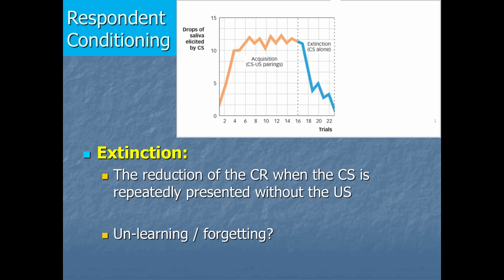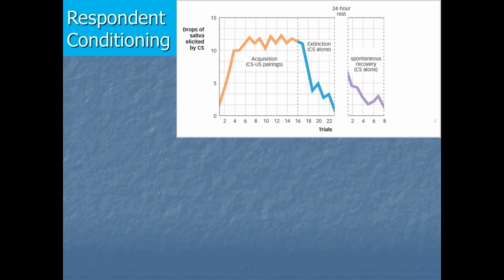But something weird happens after we've extinguished the CR at the end of this graph and we go home for the day. If you come back tomorrow, and for this dog that you already did extinction, you got it down to where it no longer salivates to the sound, come back tomorrow and make the sound, you would expect that the sound will still cause no salivating because that's where the graph was at the end of yesterday's extinction, right? And yet, the purple line here is what we see.